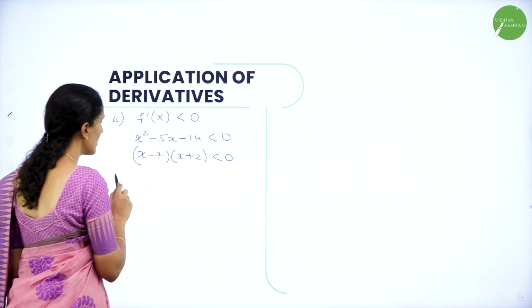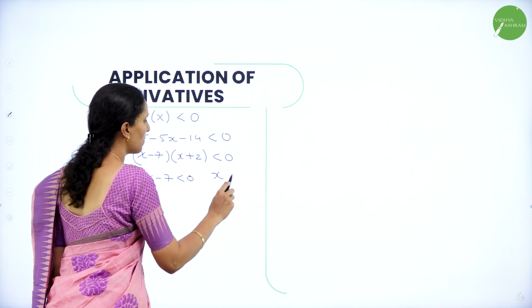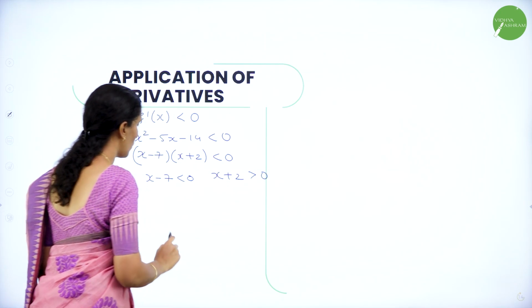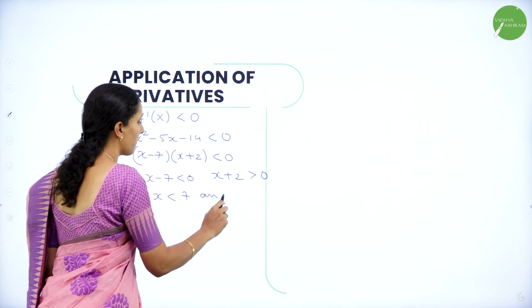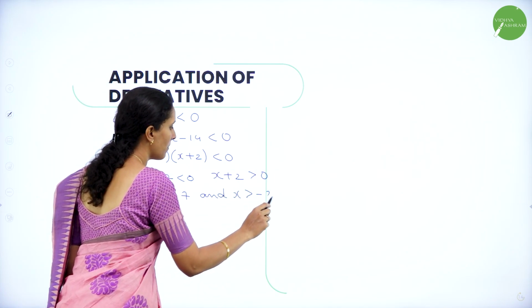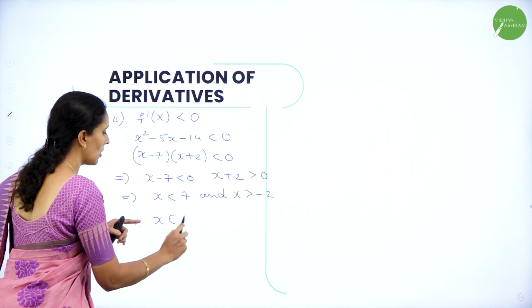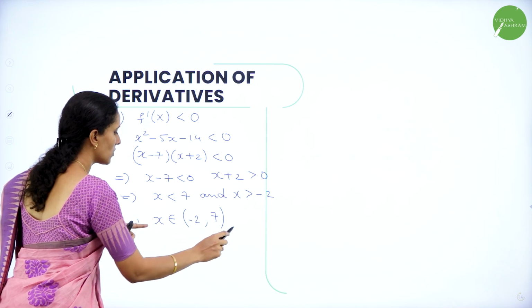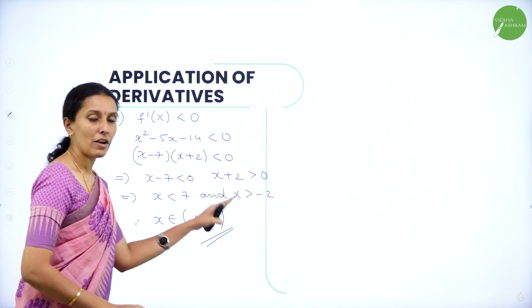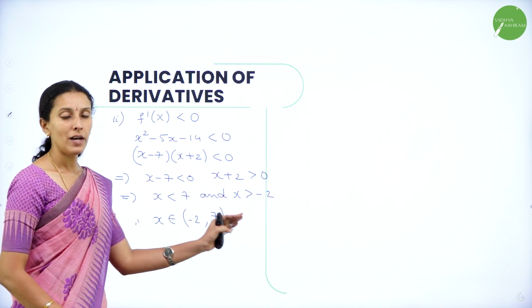So this implies what? Take x minus 7 as less than 0, x plus 2 as greater than 0. So this implies x is less than 7 and x is greater than minus 2. From these two observations, clearly I can write x belongs to the interval less than 7 and greater than minus 2. So this is where the given function is decreasing, in the interval minus 2, 7.